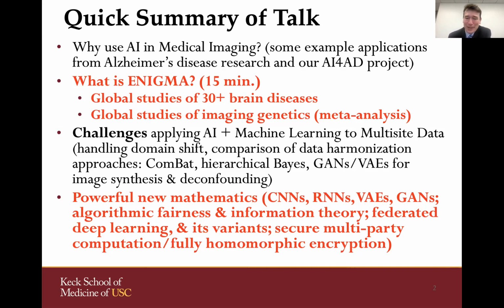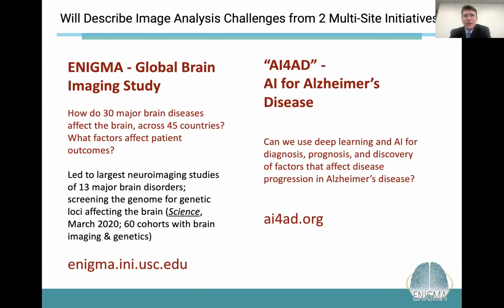Many of you know about CNNs, RNNs, VAEs, and GANs. There are a lot of interesting ideas coming from information theory, such as algorithmic fairness. And also we'll touch on federated deep learning and its variants, and some encryption methods that are used for secure multi-party computation. So I'll tell you a little bit about some image analysis challenges that come from two multi-site initiatives.